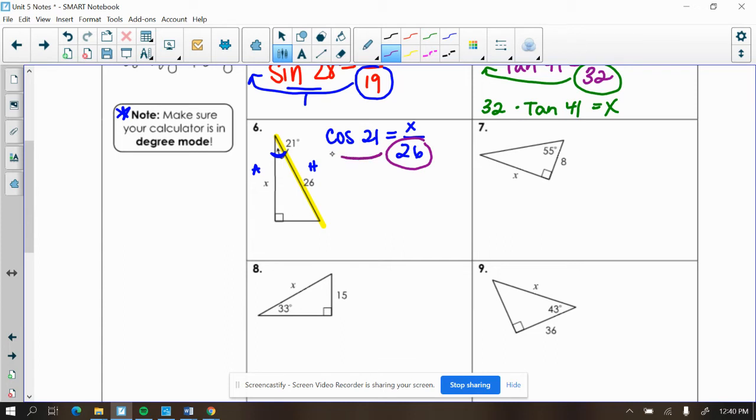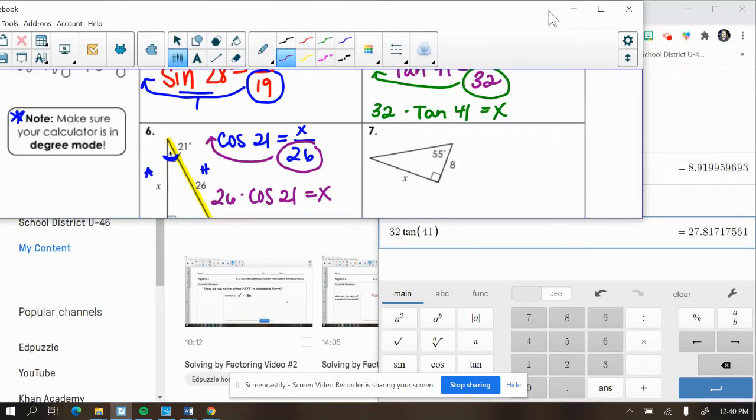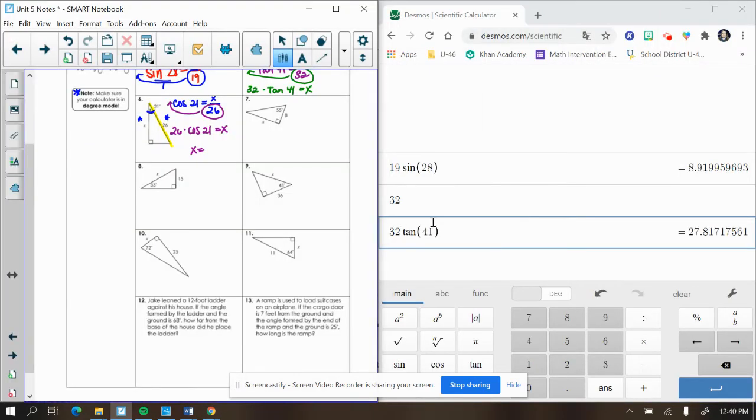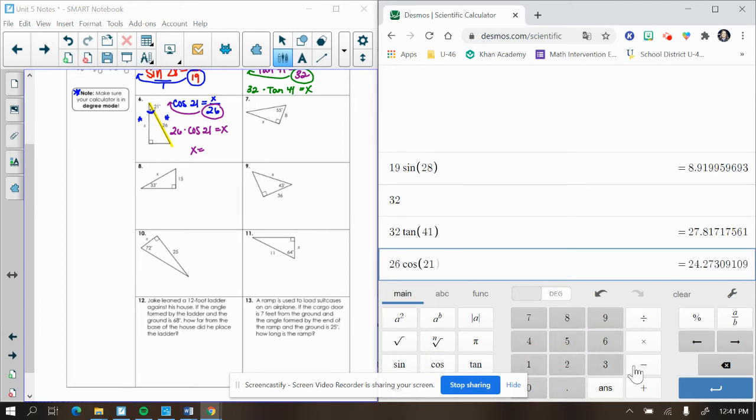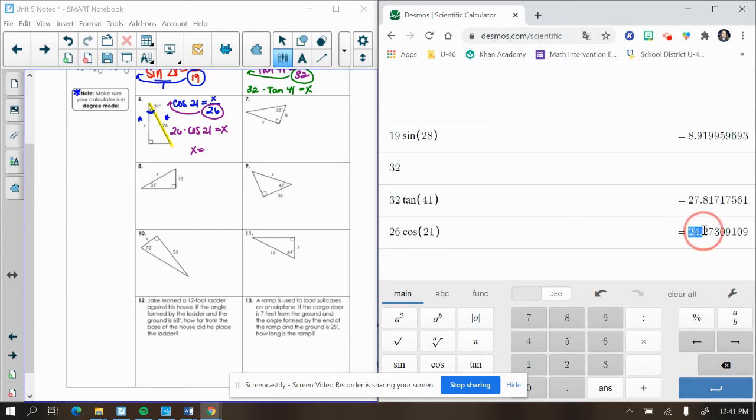So 26 goes to the front. 26 times cosine of 21 equals x. So what does my x equal? That's when we pull up our calculator. 26 cosine of 21 is 24.2, but my next number is 7, so I'm going to round up actually to 24.3.